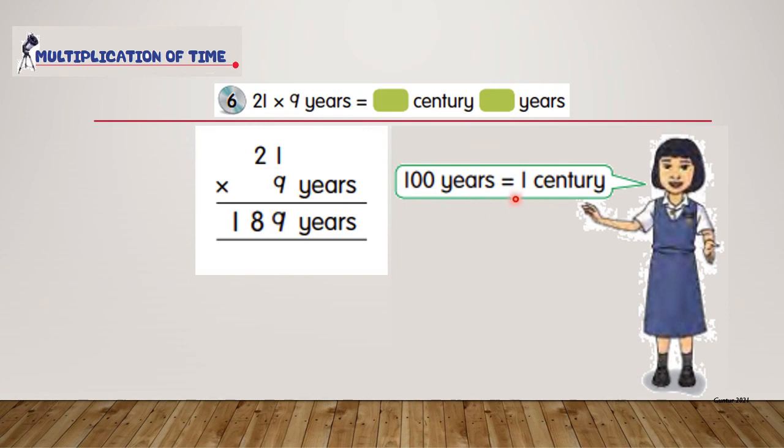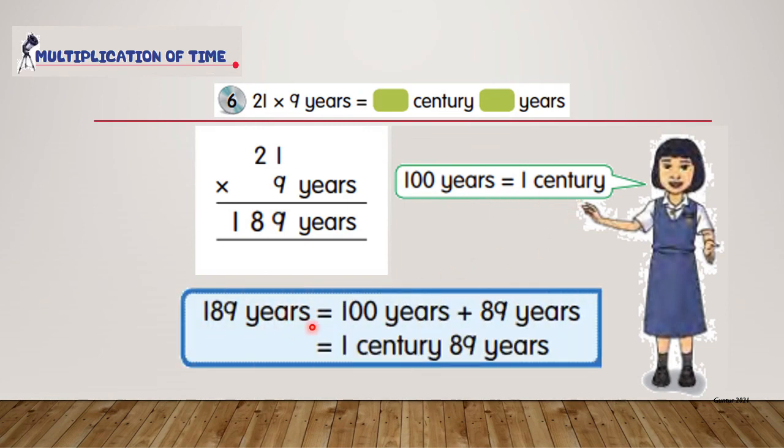100 years is equal to 1 century. So 189 years, we can separate it to 100 years and 89 years. 100 years is equal to 1 century. 1 century and 89 years. For the question here, 21 times 9 years is equal to 1 century and 89 years.